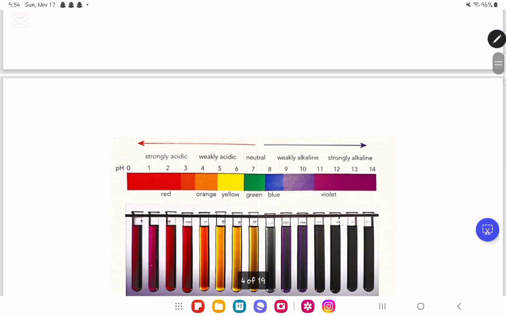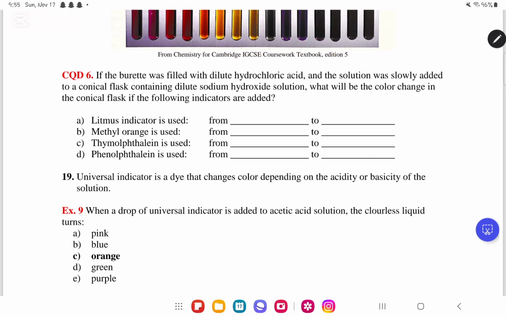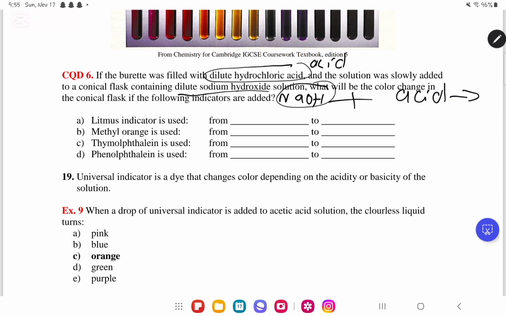Okay? Now we are going to move on to CQD6. Now, if the burette was filled with dilute hydrochloric acid, we have an acid, and the solution was slowly added to a conical flask containing dilute sodium hydroxide solution. So what happened is that we have originally a base, NaOH. Then we added to it an acid, so it neutralizes. Okay, but before it neutralizes, it's going to take some properties of the acid. So they're telling us what is going to happen if we had sodium hydroxide and then we added an acid to it.